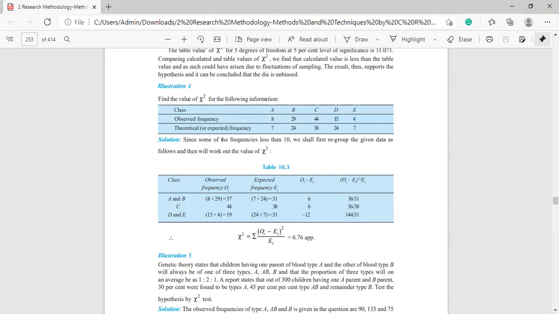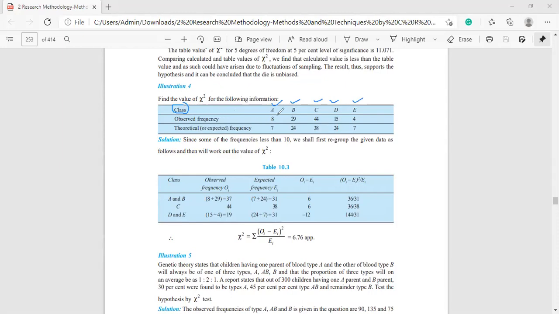Here you can see illustration 4. Find the value of chi-square for the following information. The information is given: class A, B, C, D and E, then the observed frequencies and the expected frequencies. In the previous problem, the expected frequencies were not given, only in the previous problem related to the die, where the number turned up and the frequency was given.